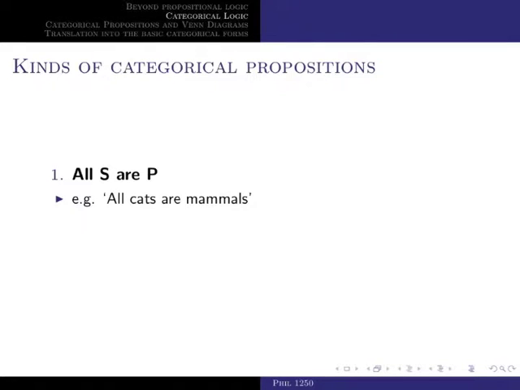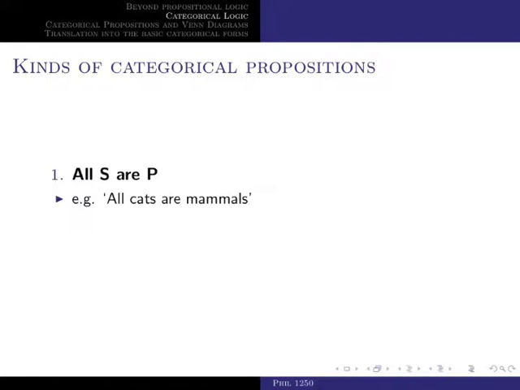There are different kinds of categorical propositions. In particular, there are four kinds, and they depend on which quantifier appears, namely whether it's all or some, and on whether the predicate term is negated or not. The first form is all S are P. So, for example, a proposition such as all cats are mammals is an instance of this form.